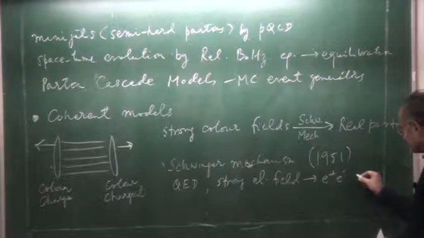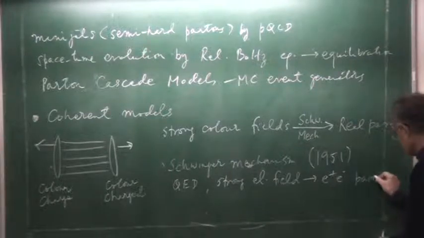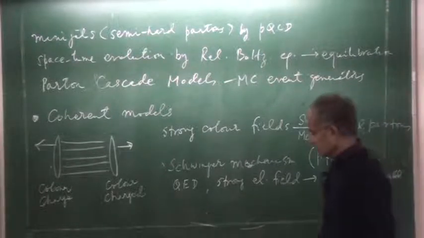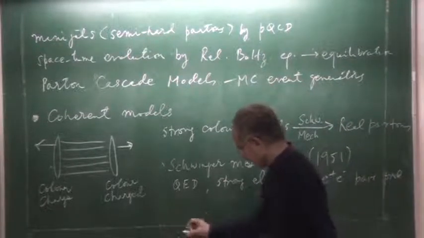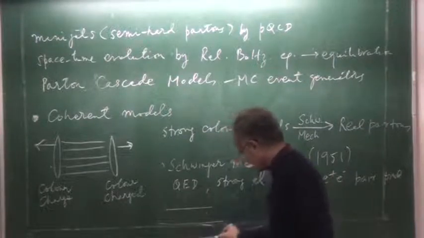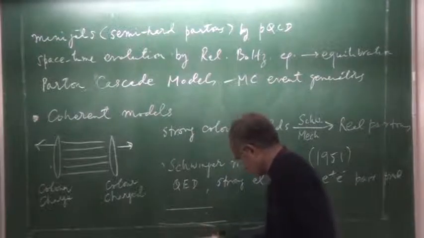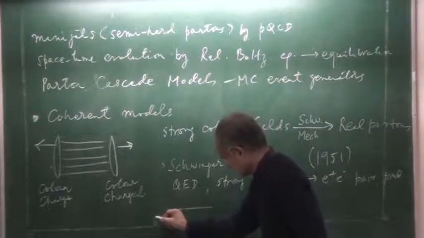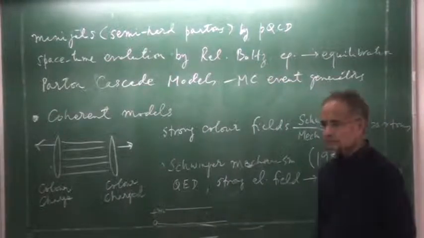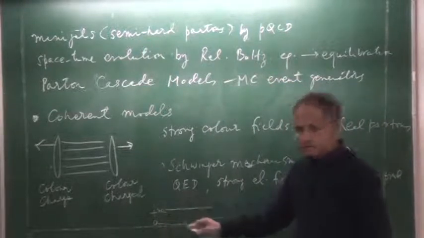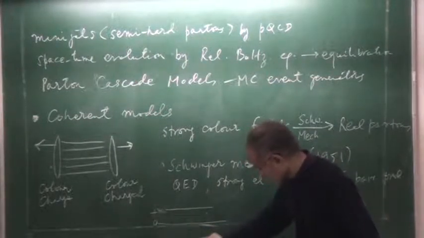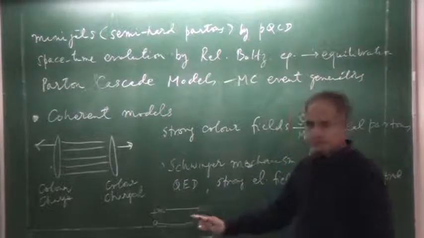Spontaneous e+ e- pair production. The idea is not difficult to understand. Look at the Dirac sea. This is 0, this is plus m, and minus m. In the Dirac picture, all these states are filled up. Now this is without any electric field.